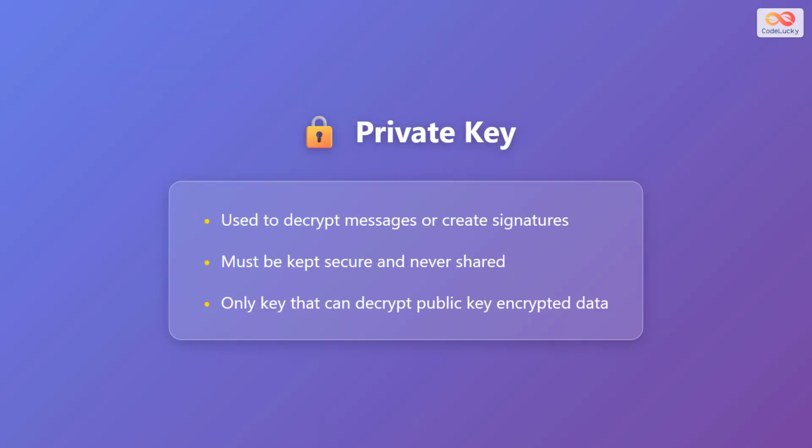The private key is the secret counterpart. It is used to decrypt messages that were encrypted with the public key or to create digital signatures. This key must be kept secure and never shared with anyone. It is the only key that can decrypt data encrypted with its corresponding public key.